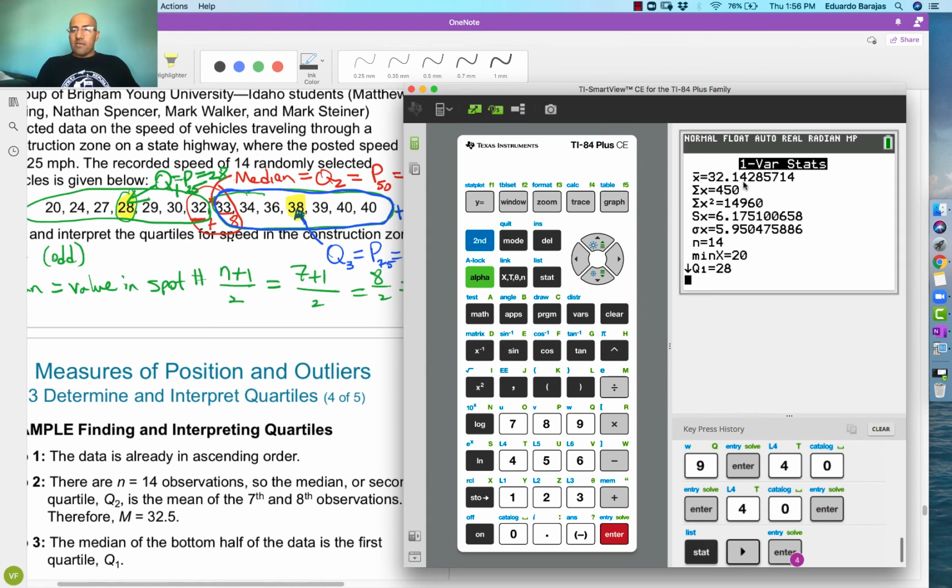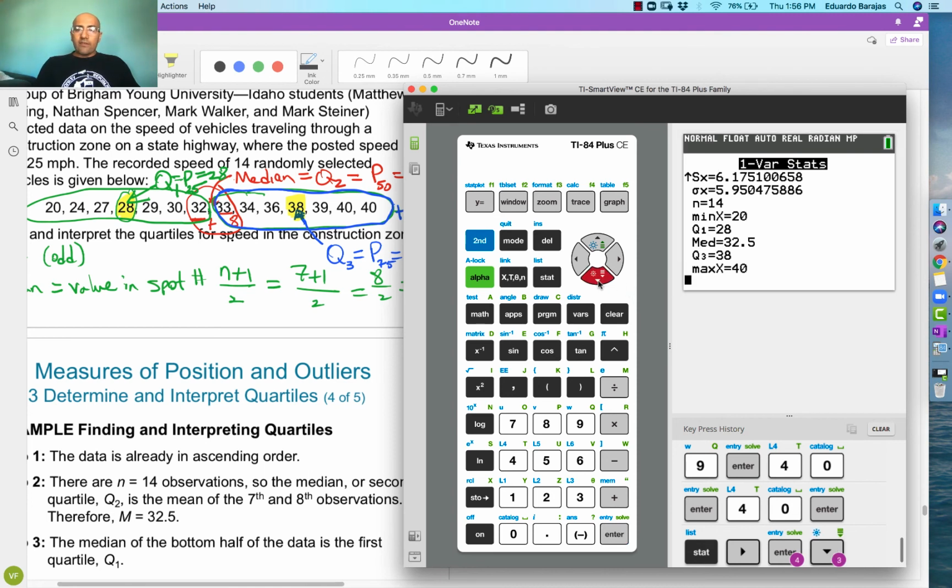We have the mean of our set of values, 32.1. If we scroll down, use this arrow, we're going to get everything else we need. It also gives you the minimum and the maximum value, and they match. The minimum value on my list was 20, and the maximum was 40. And then the first quartile was 28. Through the work we did before, it matched.